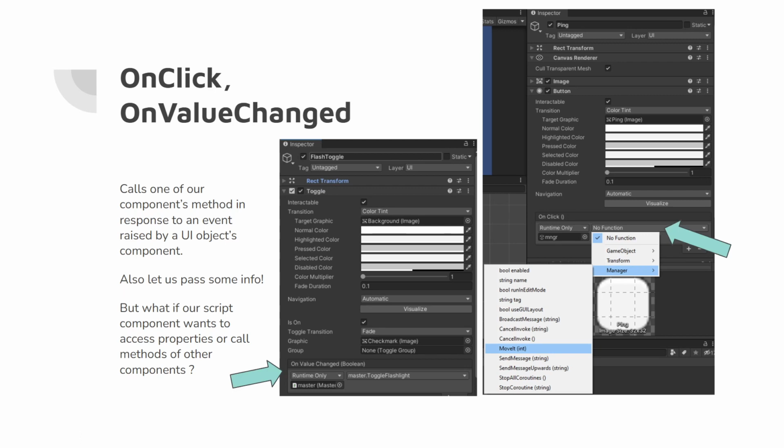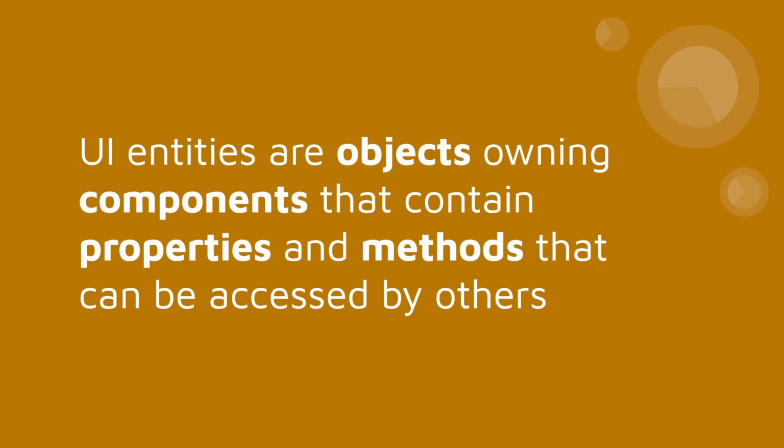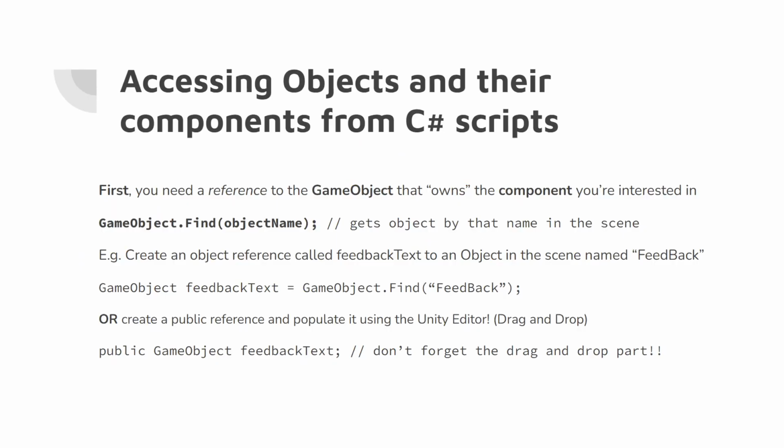Now, eventually we're going to go beyond that. We're going to even have objects in the games that we're really going to take advantage of this. But for now, I want to keep things localized in one spot so we can concentrate on it. All right? So UI entities themselves are objects that own the components that contain properties and methods that can be accessed by others. We know that, right? Everything in Unity is an object with components on it. Okay?